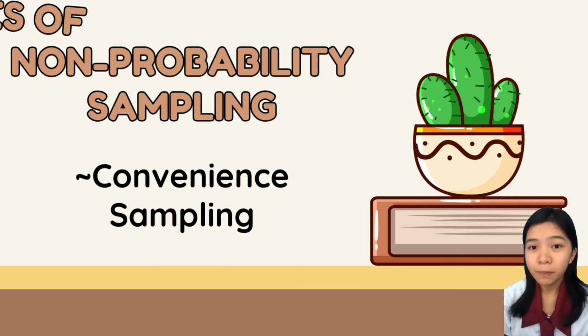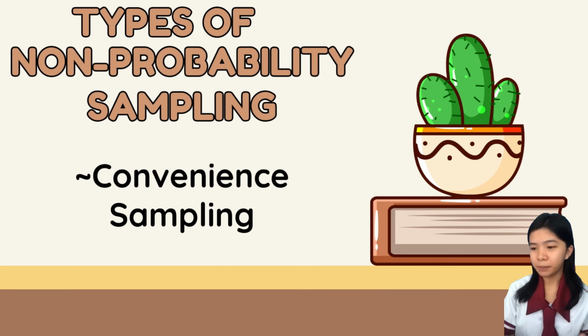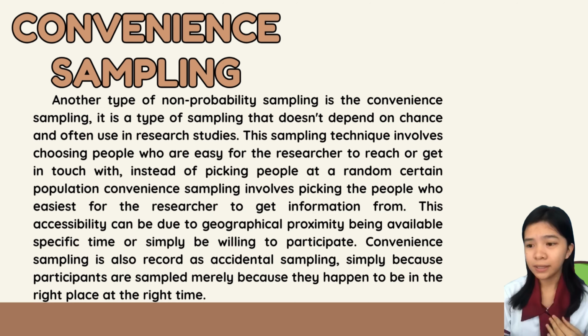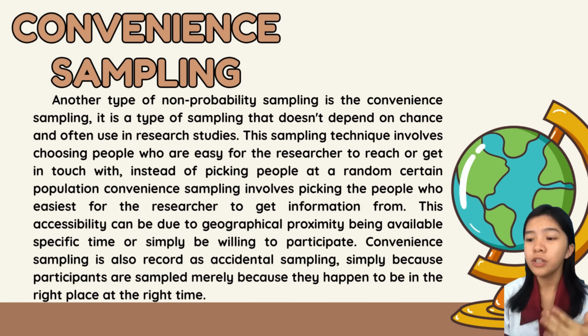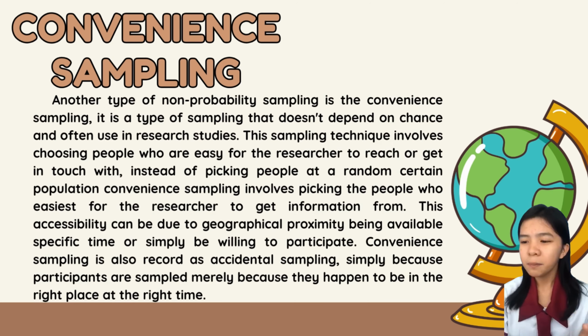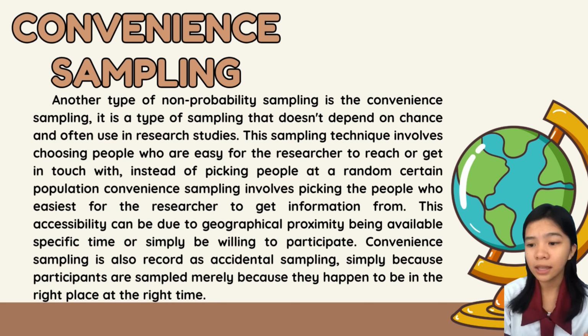Another type of non-probability sampling is convenience sampling. It is a type of sampling that doesn't depend on chance and is often used in research studies. This sampling technique involves choosing people who are easy for the researcher to reach and get in touch with.